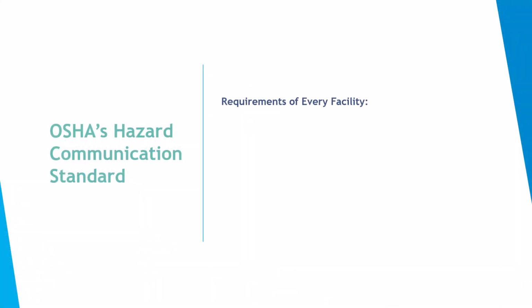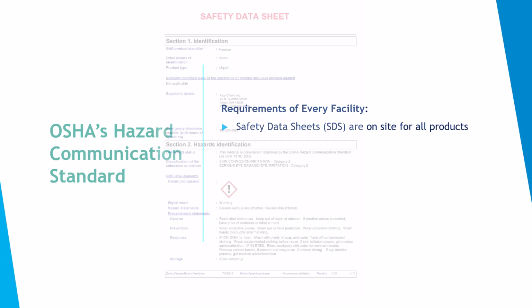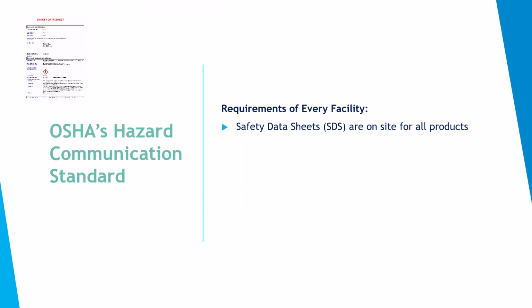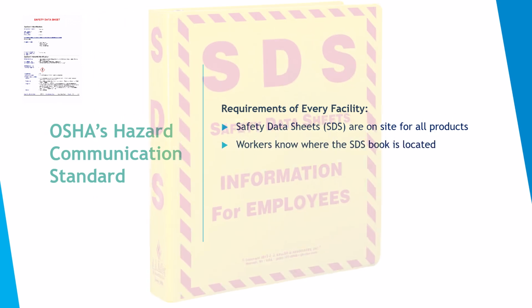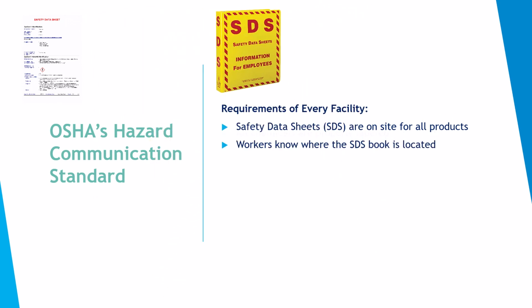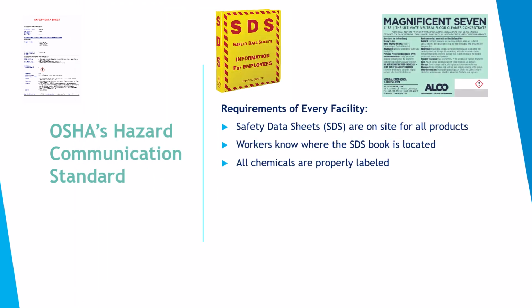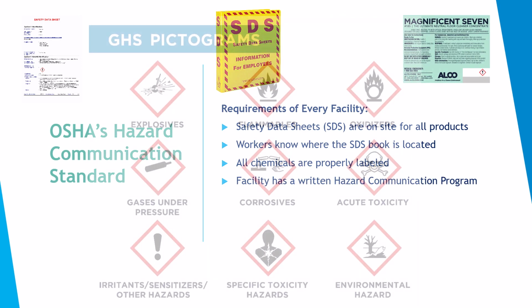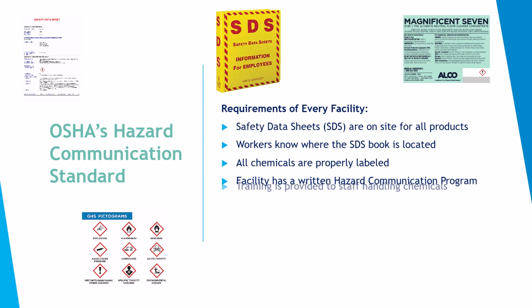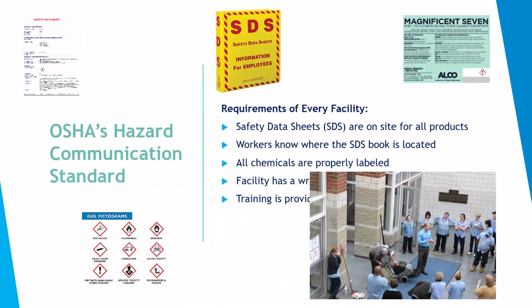OSHA's hazard communication standard requirements of every facility: Safety data sheets are on site for all products. Workers know where the SDS book is located. All chemicals are properly labeled. The facility has a written hazard communication program, and training is provided to staff handling chemicals.